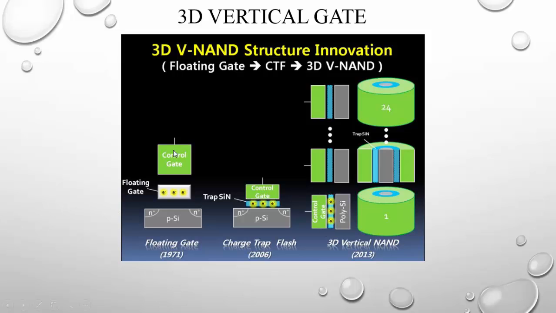So here you can see the 3D vertical gate overview. In 1971 they were using floating gate, and after that they used charge trap flash technology, and last year they found out the 3D vertical NAND technology. So it's a very cool innovation.